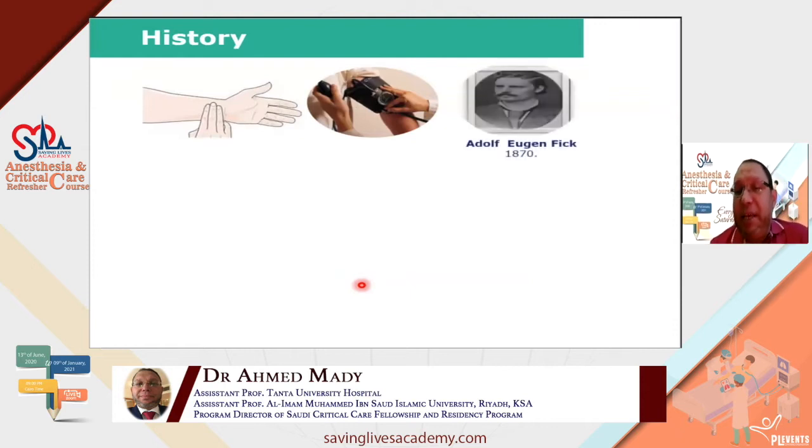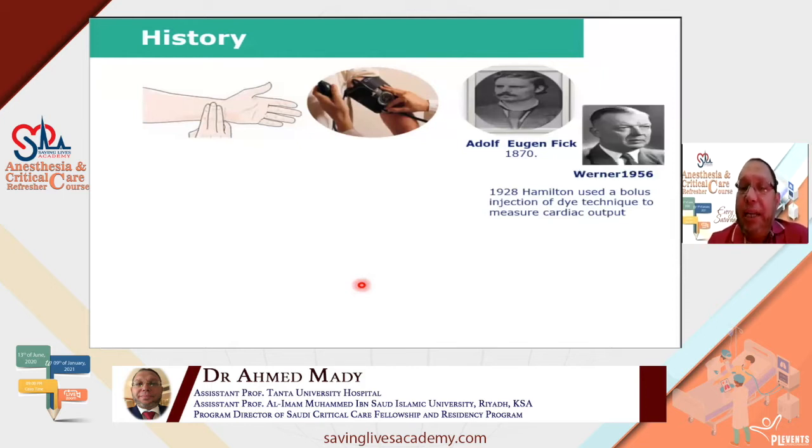Then came the Fick principle, which is the first robust cardiac output monitoring principle. It says the blood flow to any organ is equal to the amount of indicator taken up by this organ divided by the arterial oxygen content of that indicator. This indicator can be a dye, like Hamilton said, and the first one, Werner, used the dye indicator indocyanine green to estimate the cardiac output in 1956, and he was awarded a Nobel Prize in physiology and medicine because he was measuring cardiac output.